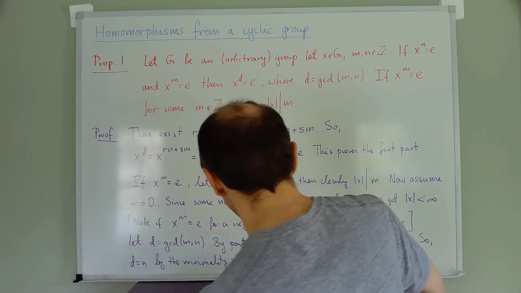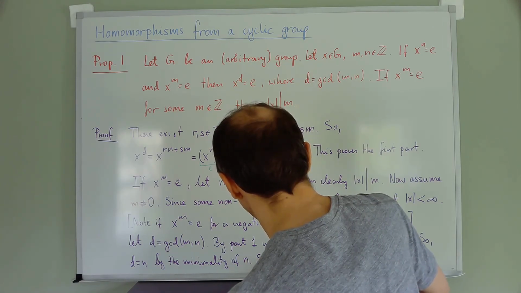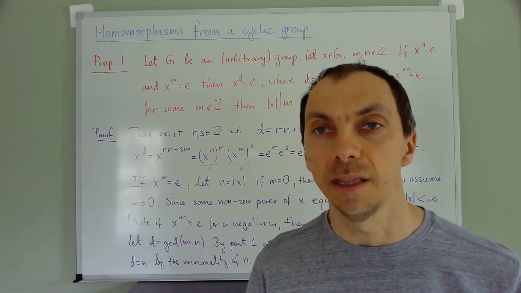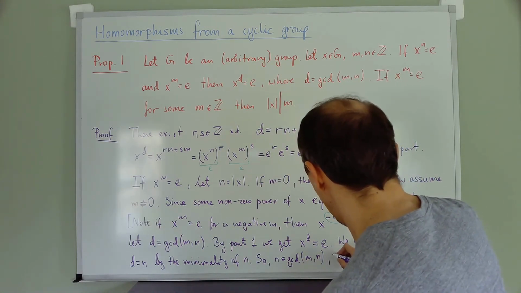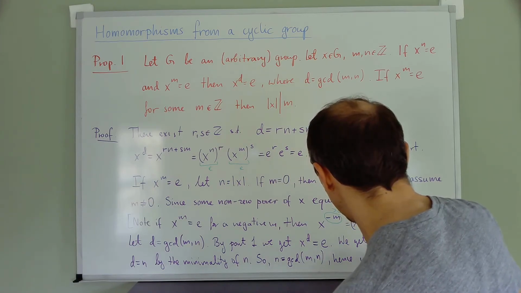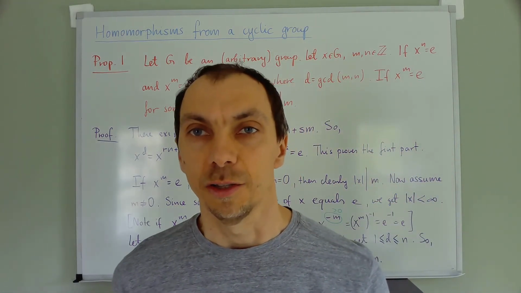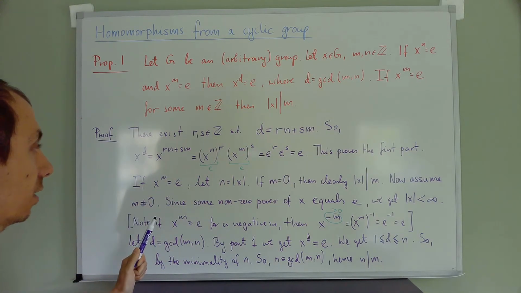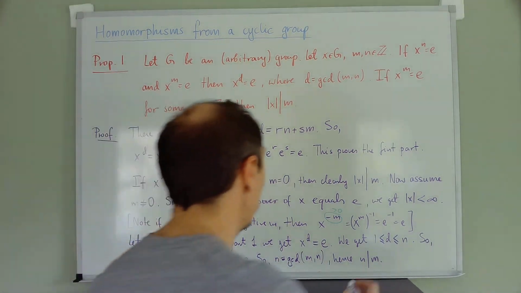So what does it tell me? That tells me that n is equal to the GCD of m and n. n is the greatest common divisor between n and m. In particular, n is a divisor of m. Hence, n must divide m. It's the greatest common divisor between m and n, so in particular it must divide m. And this is what we wanted to prove, right? The order of x is equal to n, and it divides m. So we're done with this proposition.